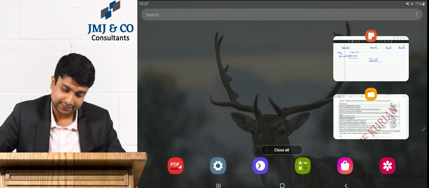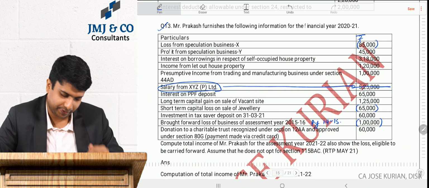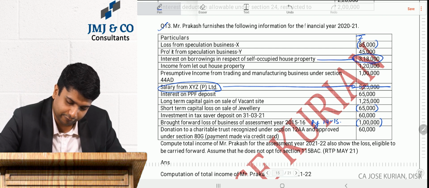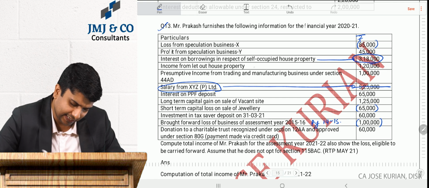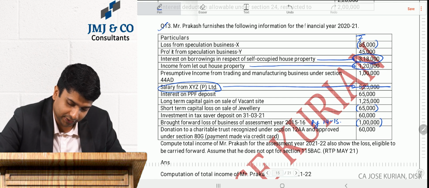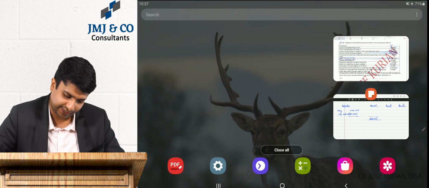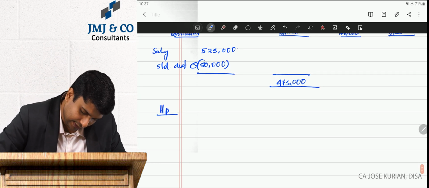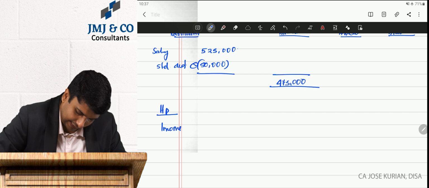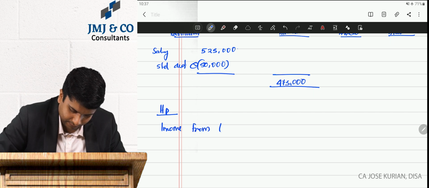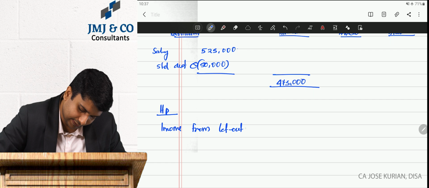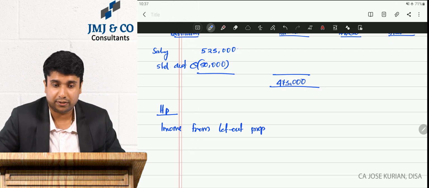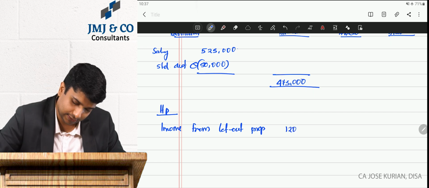Alright, now the second head of income is house property. We have interest on borrowings in respect of self-occupied house property, that is 3,18,000, and income from let out house property is also given in the question, that is 1,20,000. So I will consider income from let out property first. So house property and income from let out property, and what is the income from let out property, friends? It is 1,20,000.